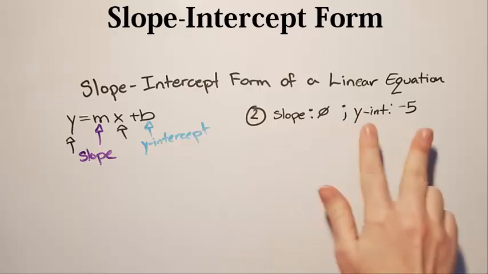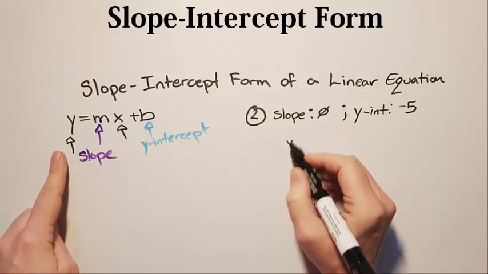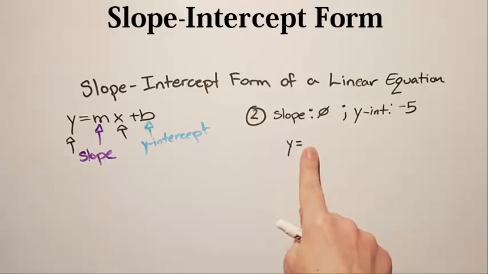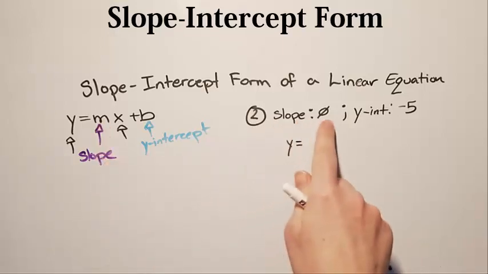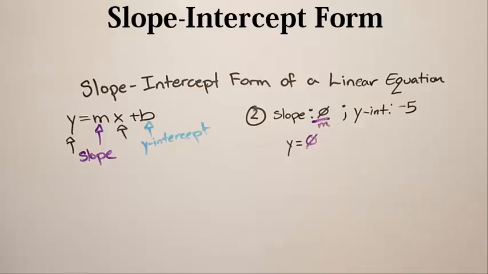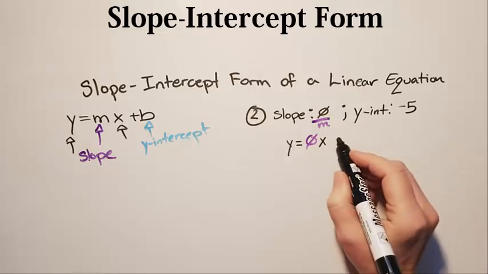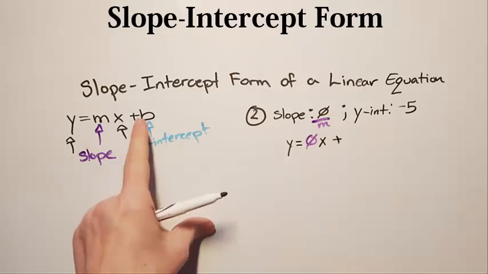Our next example, they want us to come up with the slope-intercept form of the line that has a slope of 0 and a y-intercept of -5. My equation is y equals, so I need to know what my m is. M represents my slope, so my slope is 0. This is supposed to be my m. So I have a 0 connected to my x because slope is always connected to x, plus, and then it's supposed to have my b.